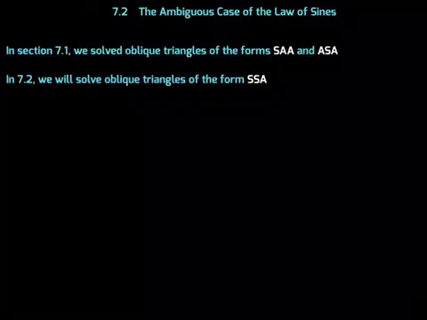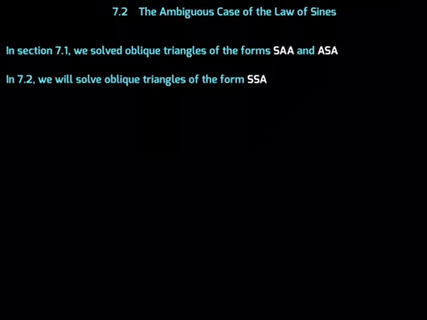Hey, welcome back, guys. Section 2 of Chapter 7, the ambiguous case of the law of sines. It's going to be a lot of fun. First of all, in the previous section, 7.1, I want to draw your attention to something that we were doing. We were solving oblique triangles, right? All of the oblique triangles that you and I looked at in 7.1 were either SAA or ASA.